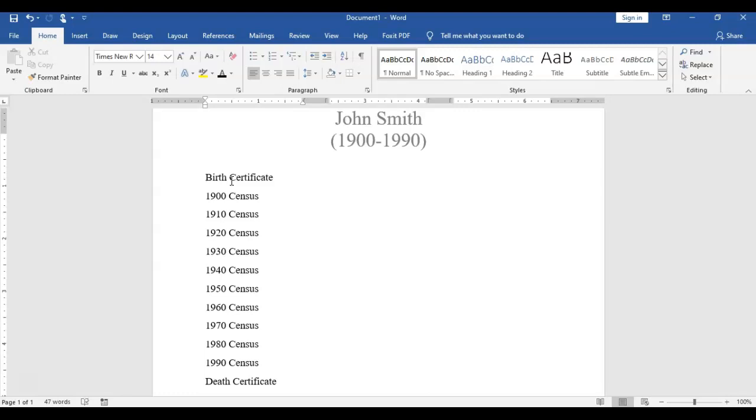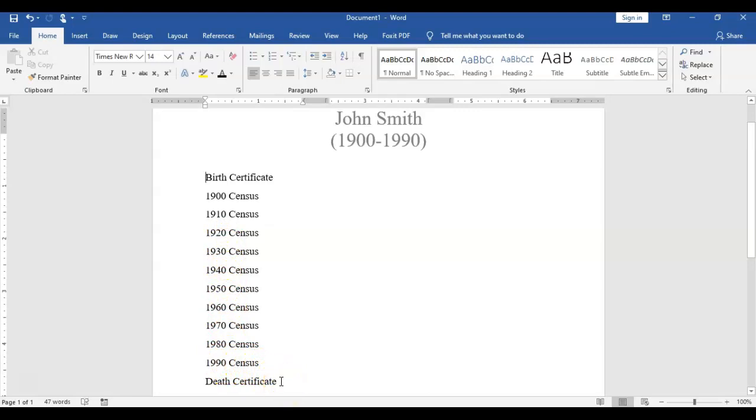So here I've listed every census that he would have been alive. In the United States, the government sends out a census every 10 years. And on the census, you list your full name, your gender, and your nationality, and a few other details of who you are. During John Smith's life, he would be alive during the 1900 census, 1910, 1920, and so on, as I've listed here.